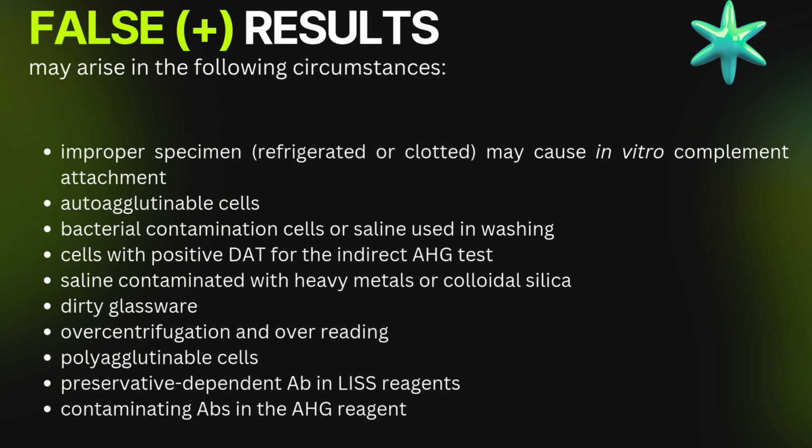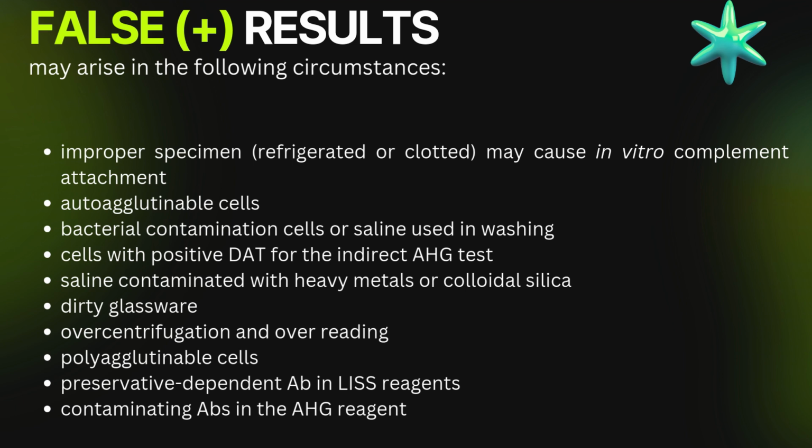So for the false positive results, they may arise in the following circumstances. So let's take a look. First, these can happen when the specimen used is improper, such as being refrigerated or clotted, which may lead to in vitro complement attachment. Additionally, auto-agglutinable cells can contribute to false positives, so this means the cells may naturally clump together, mimicking a positive reaction. Bacterial contamination, whether in the cells or the saline used for washing, is another factor that can interfere with the test results. It's crucial to ensure all materials are clean and sterile.